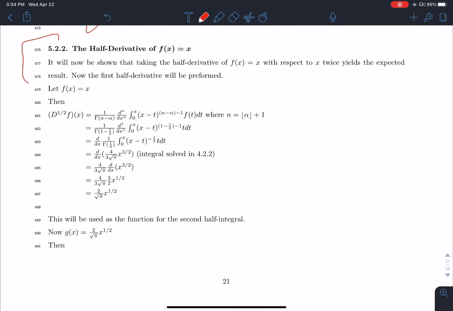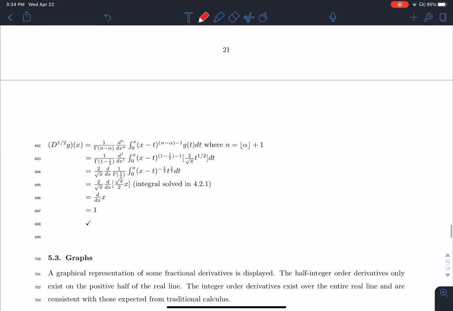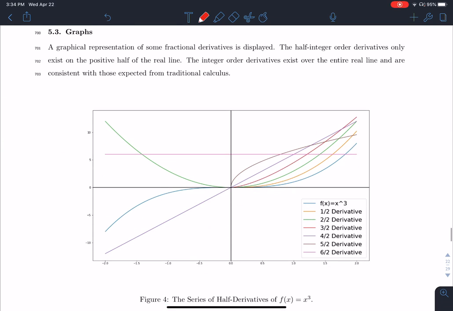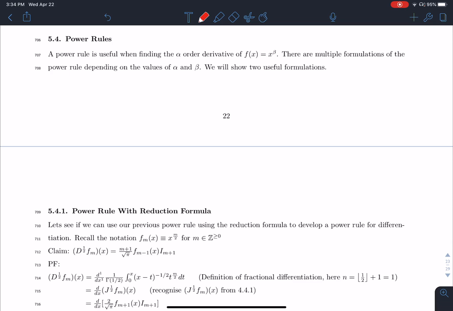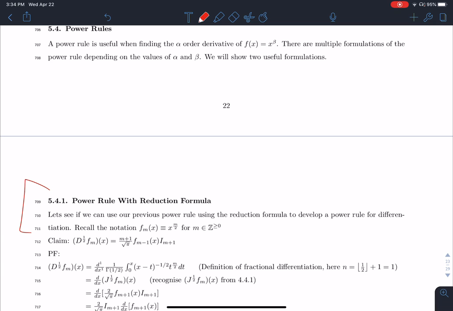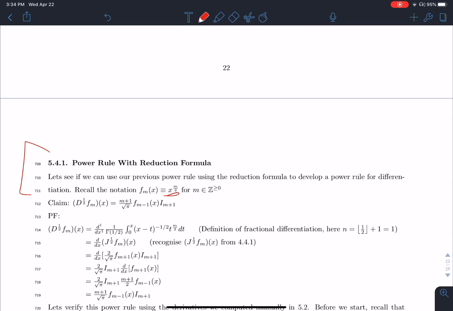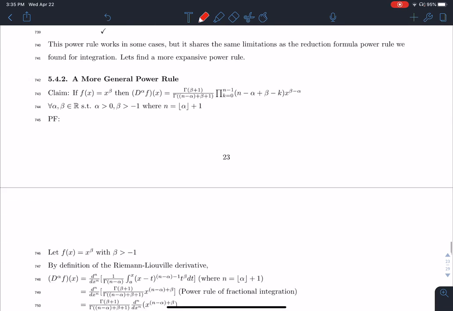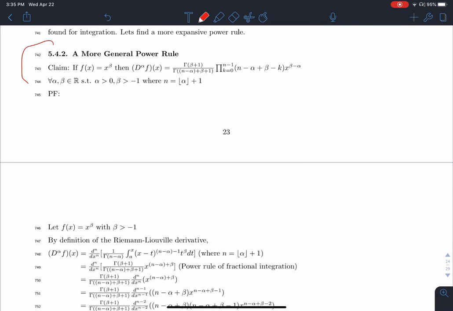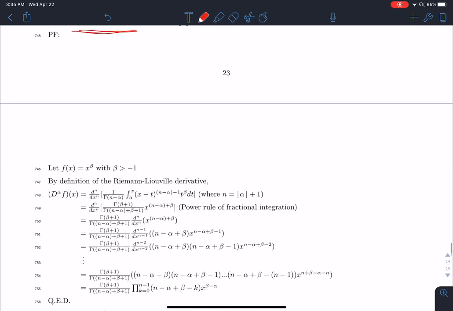Okay, so here's another one that you can feel free to look through if you'd like. And here are graphs. It looks very similar to the graphs of the integrals. However, here we start with the cubic and we work our way down instead of starting with the constant and working our way up. Okay, here's a power rule. We do both power rules again. Power rule for half derivatives of half powers or integer powers. And that's nice, works out well. We verify it. And we have a more general power rule that works for things in here.